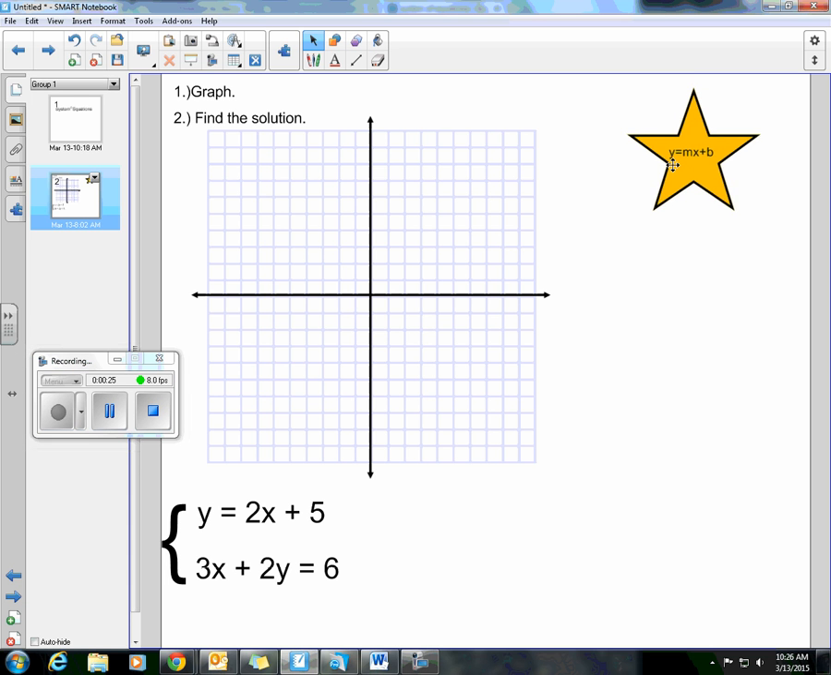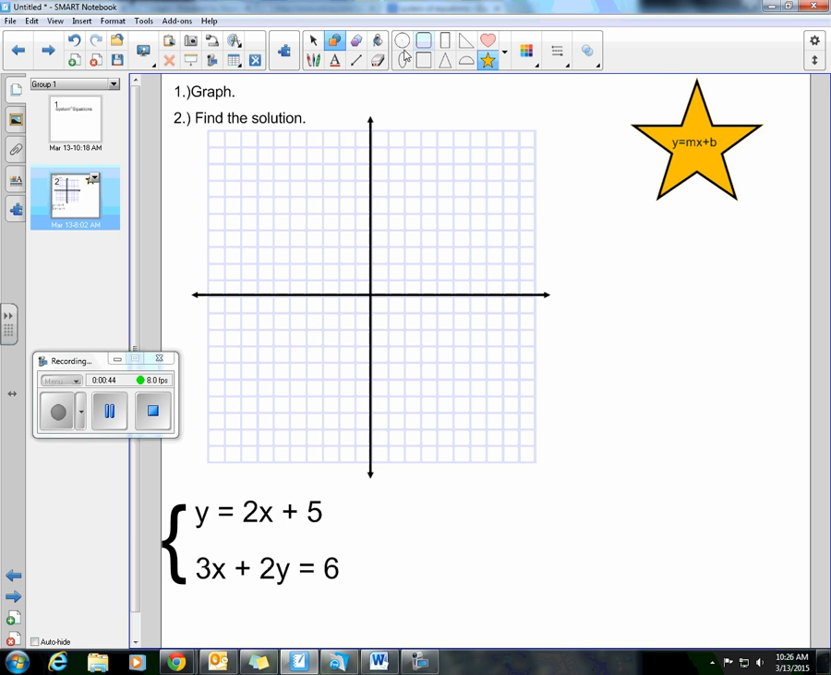So we always want to make sure that we have our equations in slope-intercept form. It makes it really easy when we need to graph them. So y equals mx plus b is what we're looking for. The first equation is perfect. It's already in that form. So I can go ahead and plot my points nice and easy.